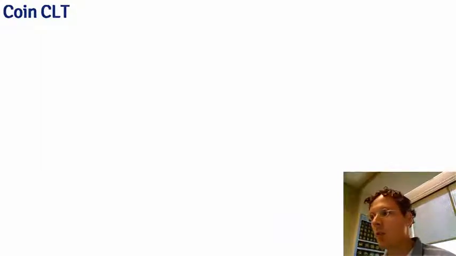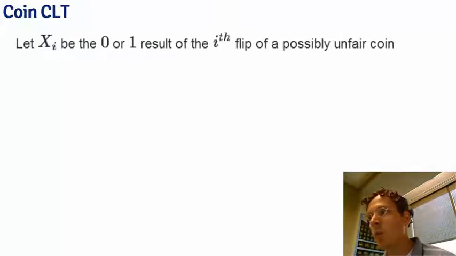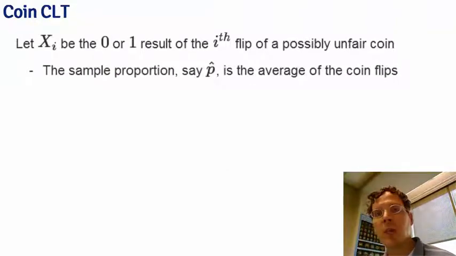Flipping a coin is an interesting case because it goes back to the original development of the central limit theorem as an approximation for the distribution of sample proportions. So let's let xi be the 0-1 result of the i-th flip of a possibly unfair coin. Then recall we usually give the notation p hat as the sample proportion, which is simply the mean or the average, the empirical average of the coin flips coding 0 as a tail and 1 as a head.